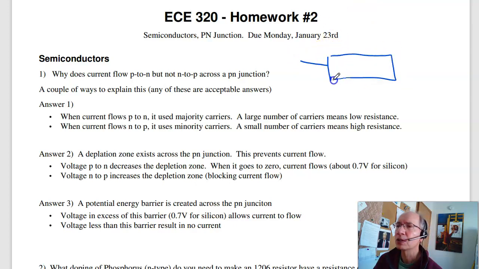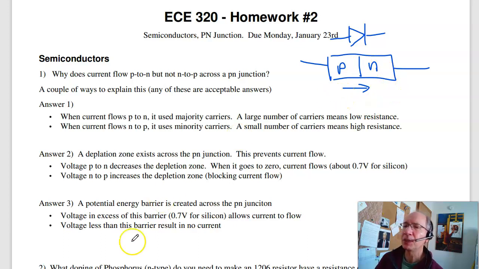So I've got two types of silicon doping. Here's p-type, here's n-type. The symbol is that. The symbol is kind of a reminder. Current flows P to N, but not N to P. Or in terms of anode-cathode, again, this is the anode, that's the cathode. Current flows anode to cathode, not cathode to anode.